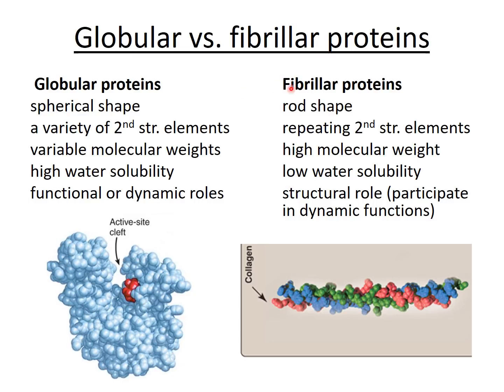But compared to globular, the fibrillar proteins are usually rod-shaped. They have repeating secondary structural elements, which means that it is majorly the same repeatedly. Usually they are high molecular weight molecules, and they have low water solubility. And most of the time they play structural roles in building the cells, building the body.